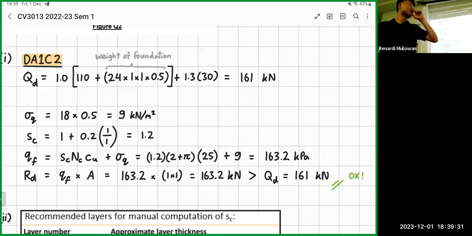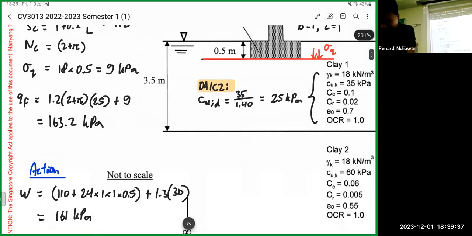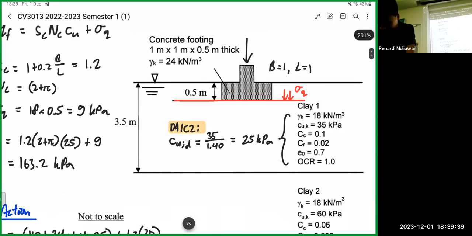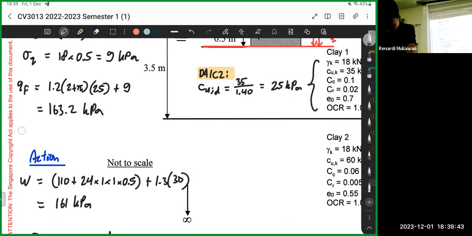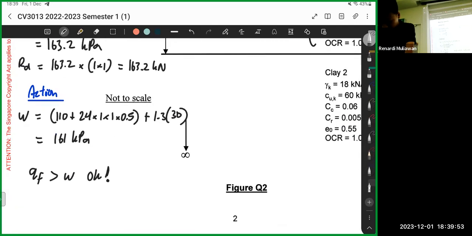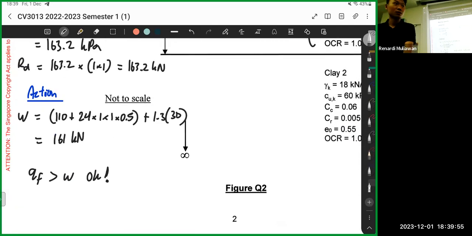Oh, I forgot to times the area. Sorry. Okay, this is still in kilopascal. This one is kilopascals, right? So your resistance, you just need to multiply by the area. So 1 times 1, right? So still 163.2 kilonewtons. This one is kilonewtons already. See? This one is in kilonewtons.